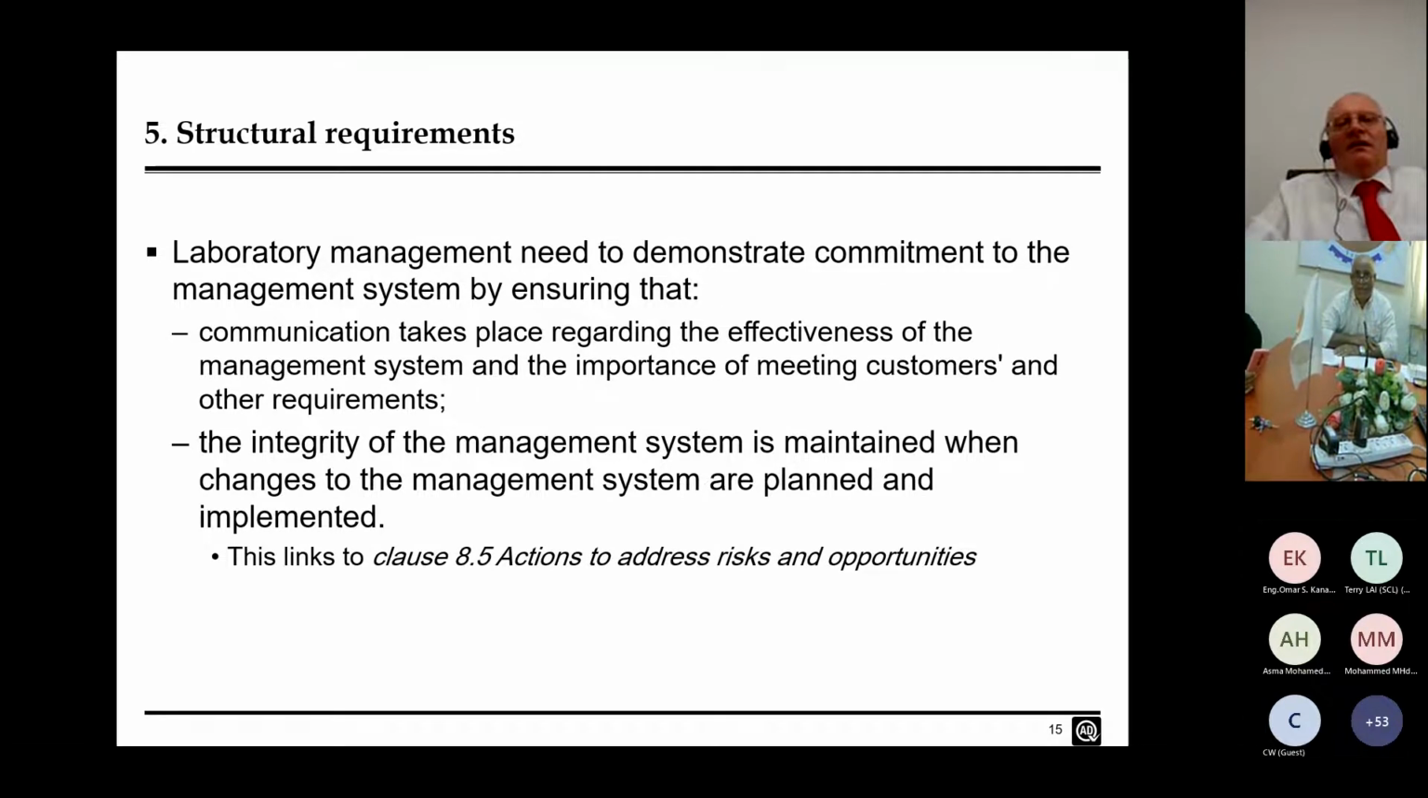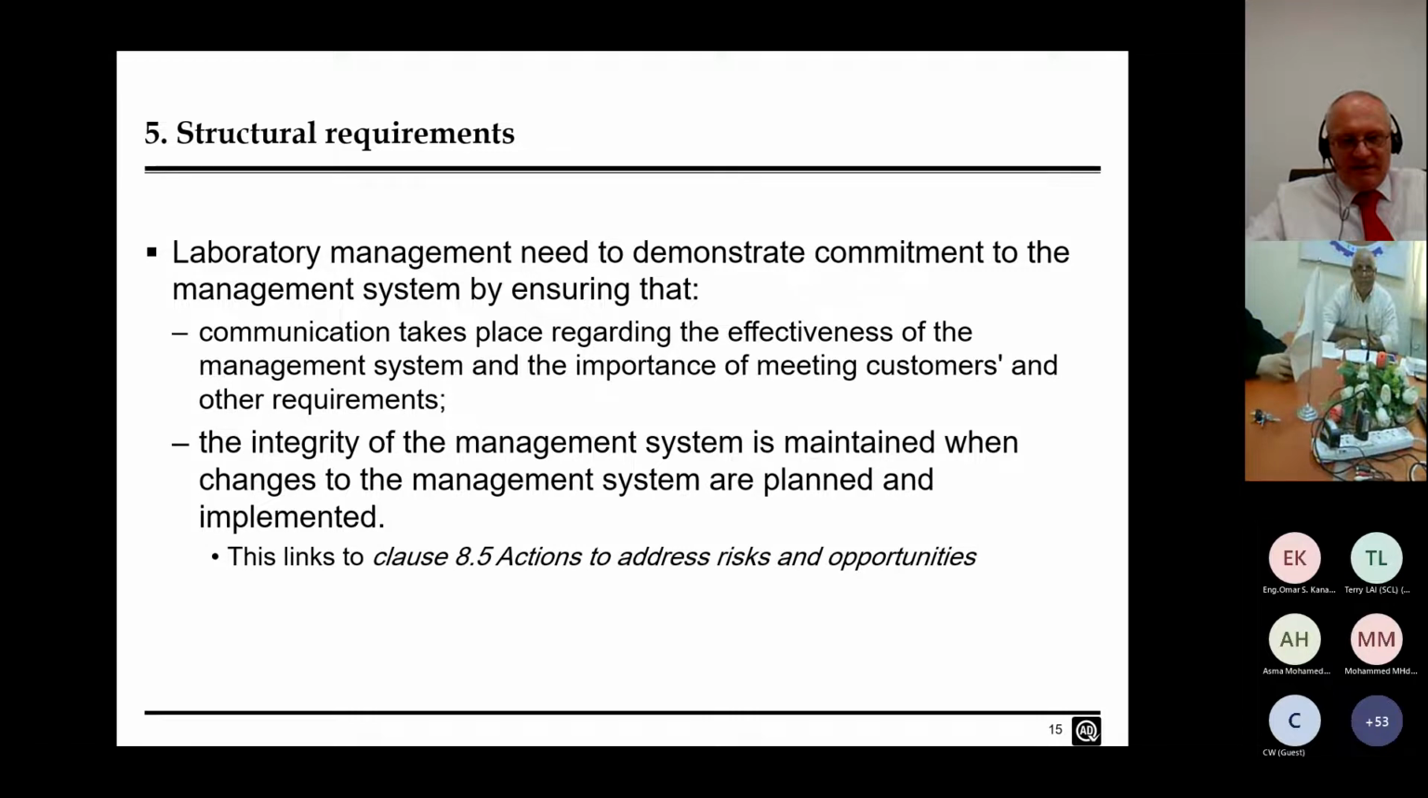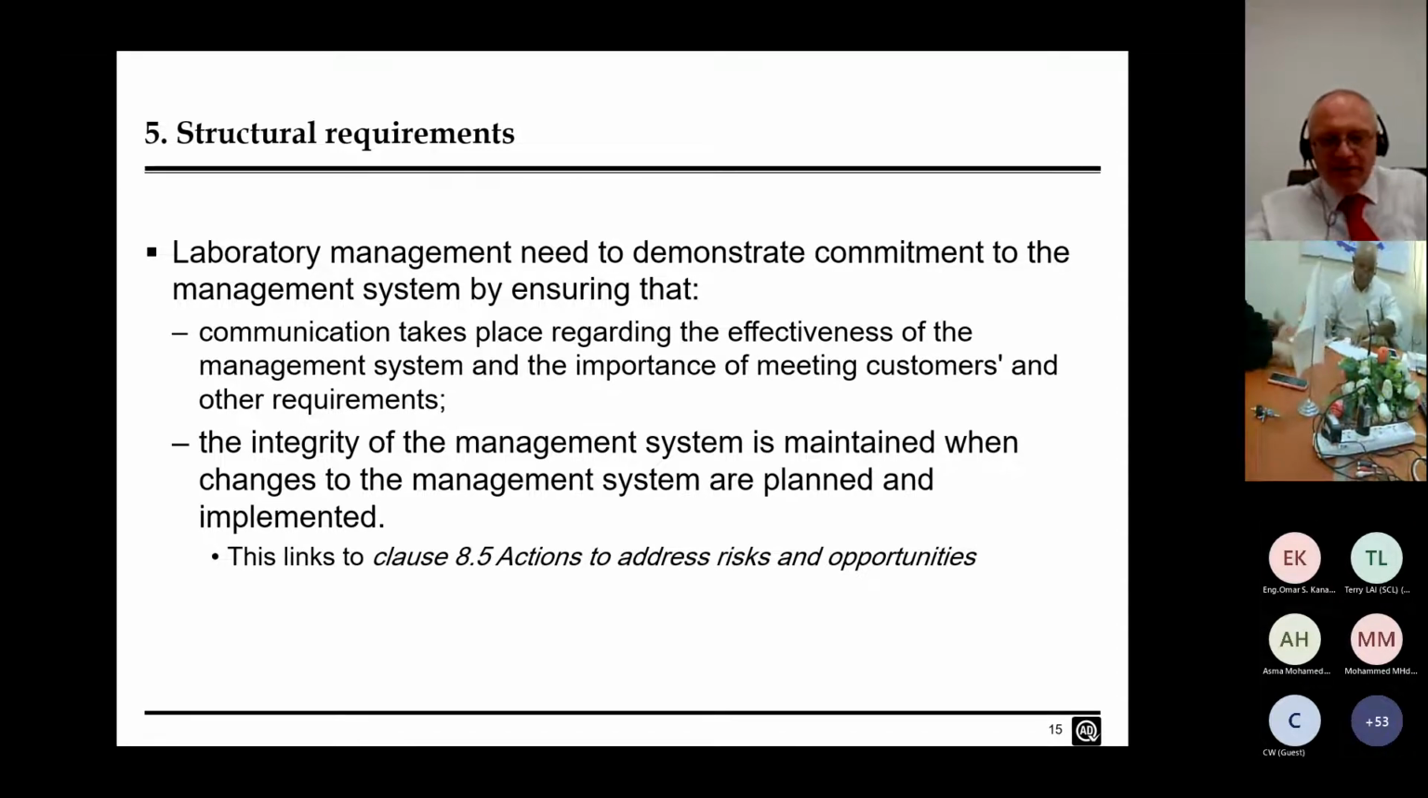Your laboratory management need to demonstrate commitment to the management system to make sure that they communicate with the staff regarding how effective the management system is, the importance of meeting customers and other requirements. We'll talk about other requirements later. So the important thing is you have a management system and that your laboratory management are committed to following it. They don't say, oh, ignore those procedures and do it this way because we're busy or because they don't matter. The management system should be a document explaining the way you actually do your work.